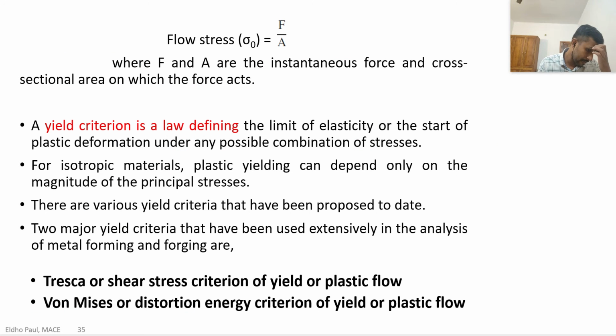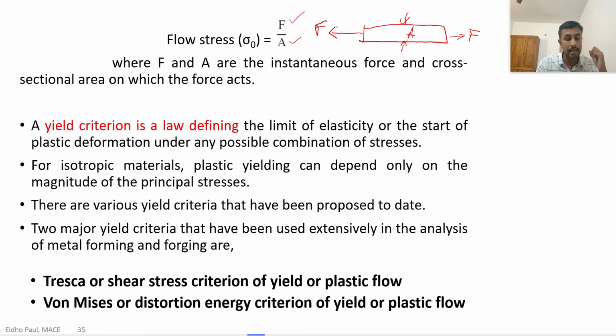So for a uniaxial tension case, we know that if the force applied is F and the cross-section area is A, then the flow stress or yield stress is equal to force divided by area. If the material attains this yield stress, what happens? There will be a permanent deformation. This flow stress is a true stress, not an engineering stress.